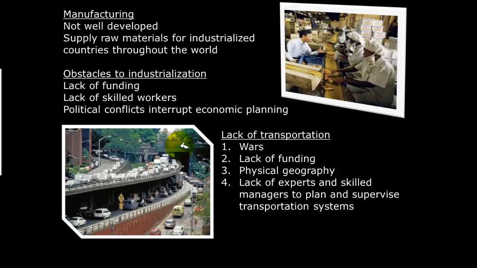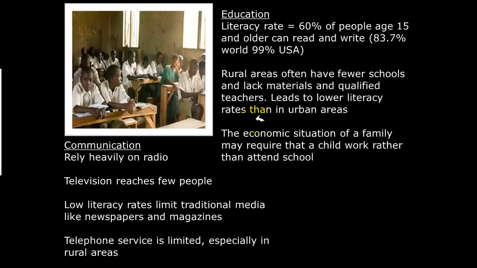And number four is kind of a result of all of these things, which means that you have a lack of experts and skilled managers to help plan and supervise transportation systems, because you have wars, because you have lack of funding, because you have some of these things going on, and you have an education system that is not as developed as it could be, which we'll move to next.